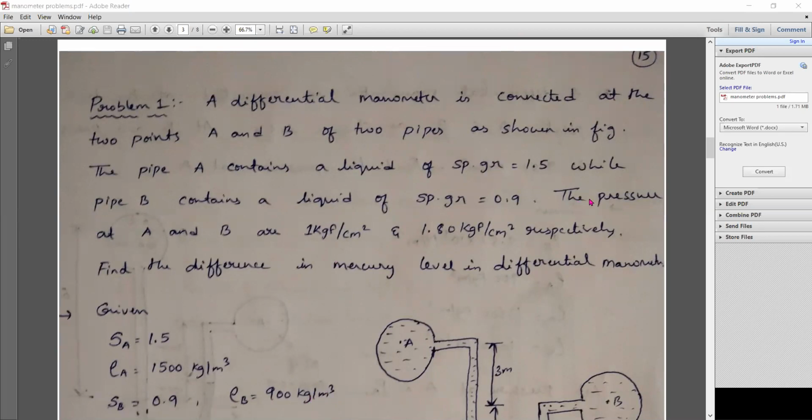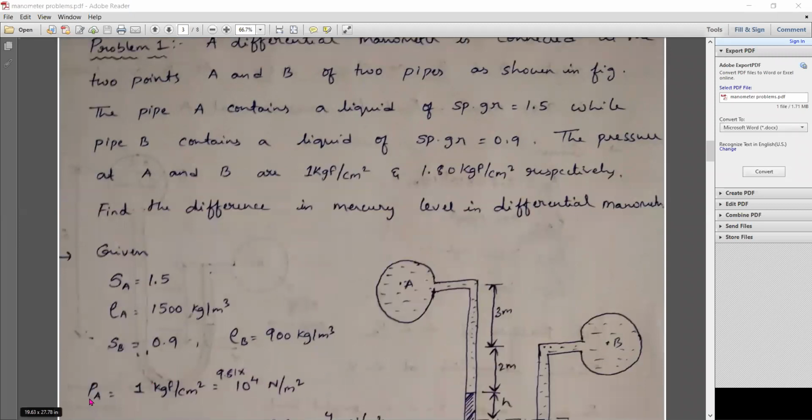Next, he gave the pressure values directly. The pressure at A is 1 kgf per centimeter square. So we need to convert two terms here. One is this kgf to newtons, the other is centimeter square to meter square. We need to know the pressure in Newton per meter square. So write down there: PA, P suffix A, PA equal to 1 kgf per centimeter square, which he has given, is equal to.